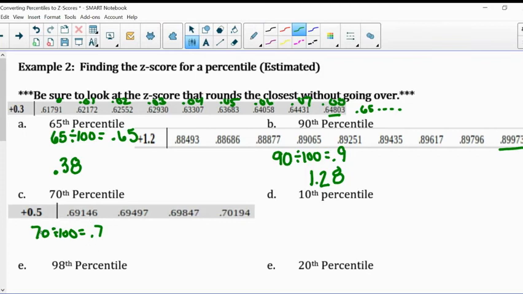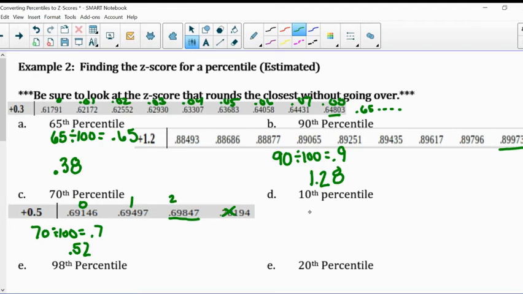So what number comes before 70? 69, right? So here's 70. That's going over. This number right here is the closest I could get to. So my decimal is 0.5. This is 0, 1, 2. So this is 0.52. That is my closest z-score.